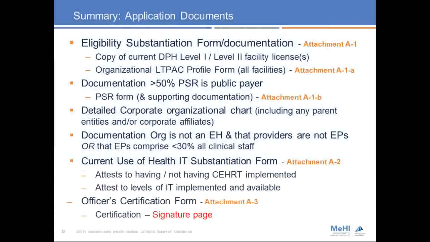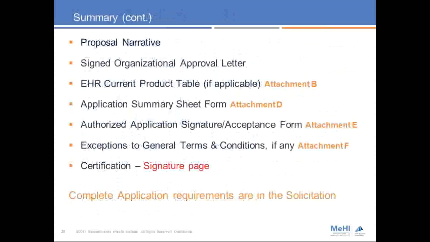You must submit a current use of health IT substantiation form, attachment A2, an officer certification form and signature page, attachment A3. The proposal narrative, again, to be no longer than 8 pages and contain all elements. A signed organizational approval letter stating support for the proposed project. If applicable, an EHR current product table found in attachment B. An application summary sheet form, attachment D. Authorized application signature and acceptance form, attachment E, and any exceptions to the general terms and conditions, if any, attachment F.